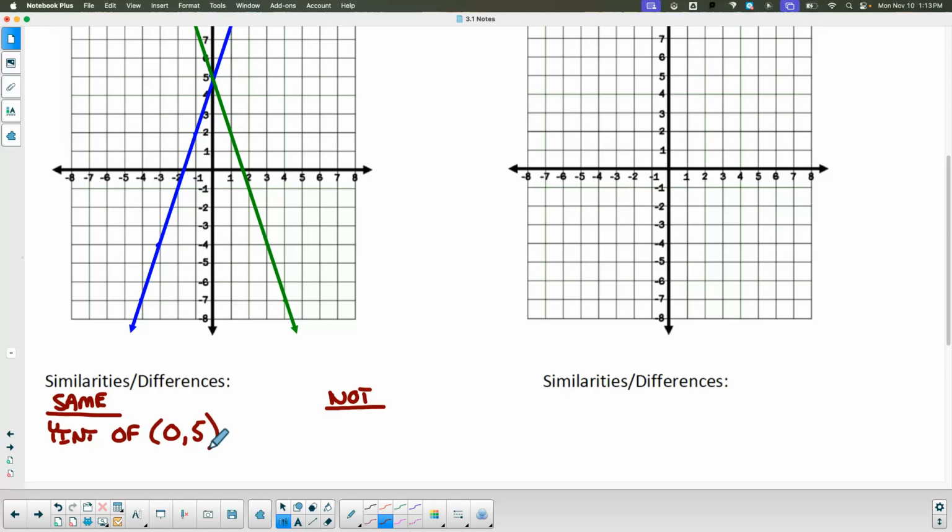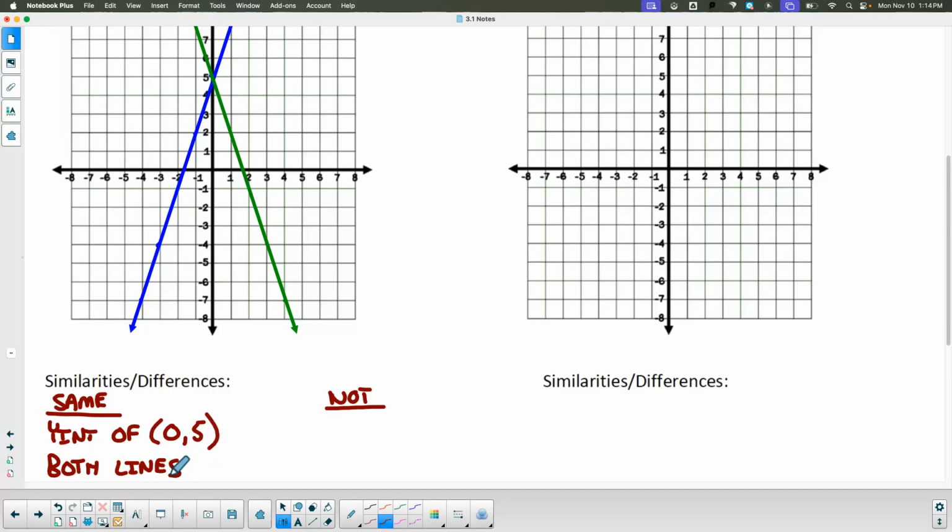How come you didn't do the x? Because we don't use the x. The x is part of the slope. Only m is the slope. Okay. They're both linear. Any other similarities?